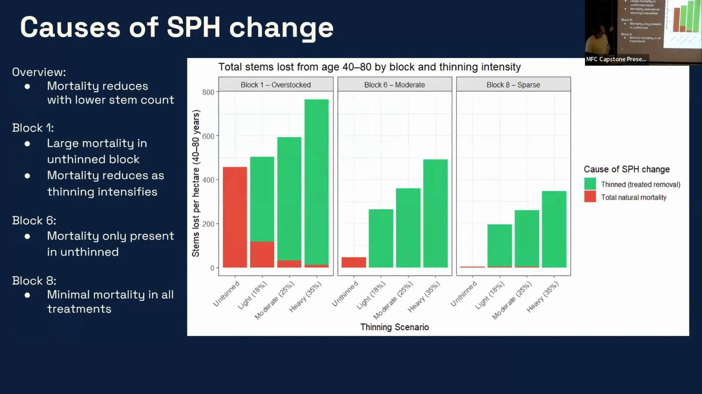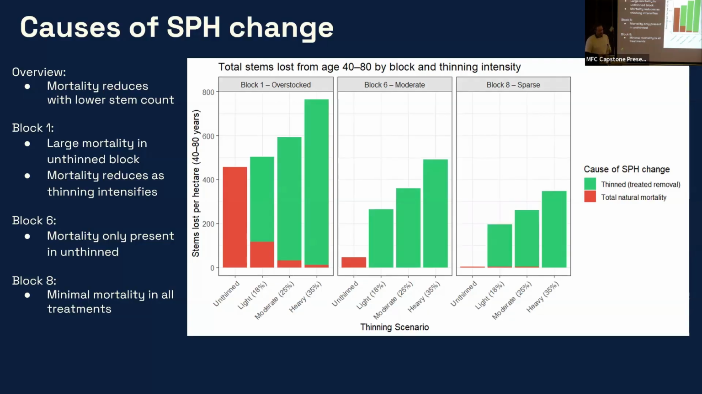When we look at the cause of stems per hectare change, block 1 stands out. This is the block that had the most thinning. This is where all the mortality is from. In the unthinned block, we see that the entire loss in stems per hectare is due to mortality. This is because the block is overstocked and large scale self-thinning happens. We see as thinning treatments increase, we reduce that mortality. So by increasing thinning percentages, we can reduce mortality.